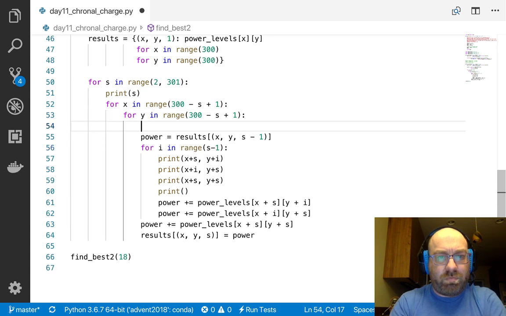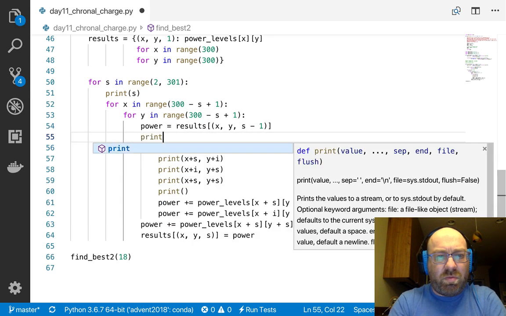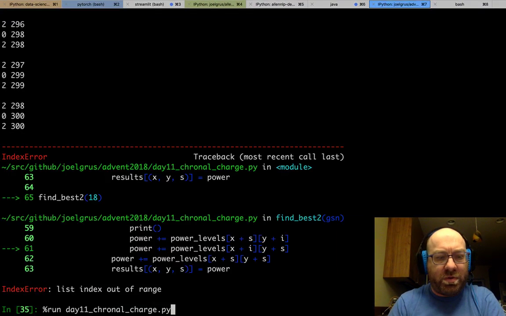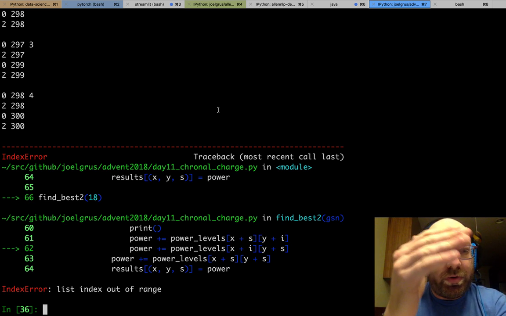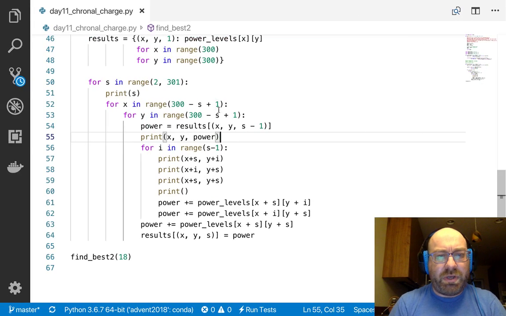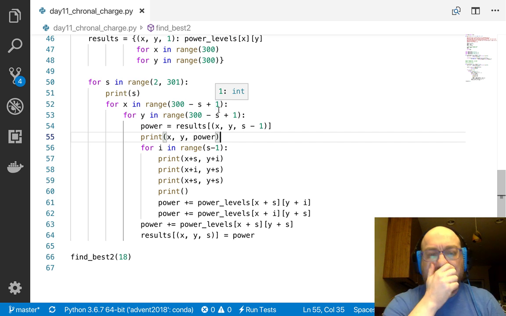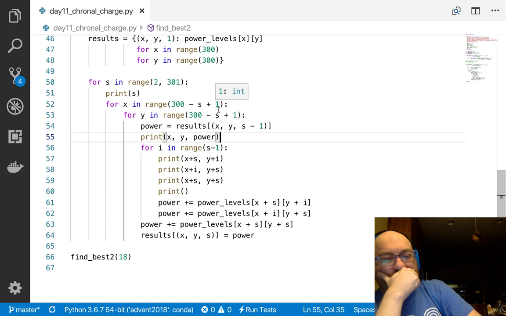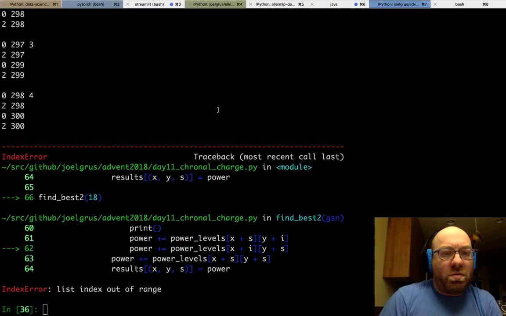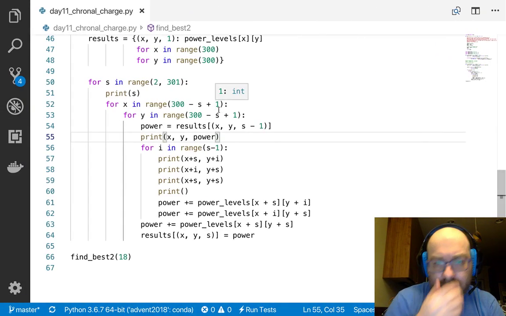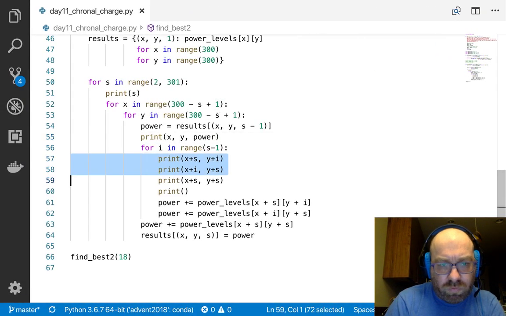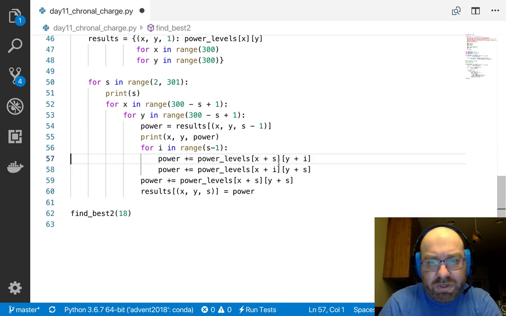So print x, y, power. So that will help me a little bit. So I have 0 to 98. So now I want to do 2. So I'm going to do 0 to 98, and then I want to do to 298. Why is that? So I'm at 0 and 298, so I've already done that. So now I want to go 1, 298, and I thought I changed this.